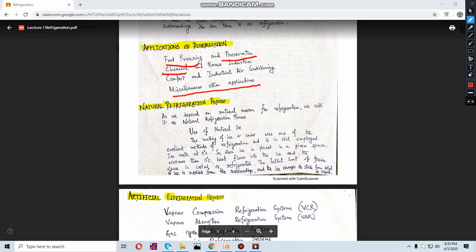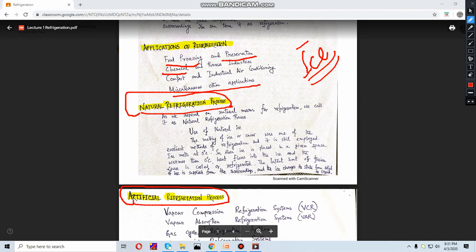Now, refrigeration can be classified in two broad ways. One is natural, and the other is artificial. Ice is the most common medium by which the natural refrigeration process can be observed. As all of you know, ice melts at 0 degrees Celsius. Whenever ice melts, some amount of heat comes to this ice from the surroundings, and this heat has to be considered.